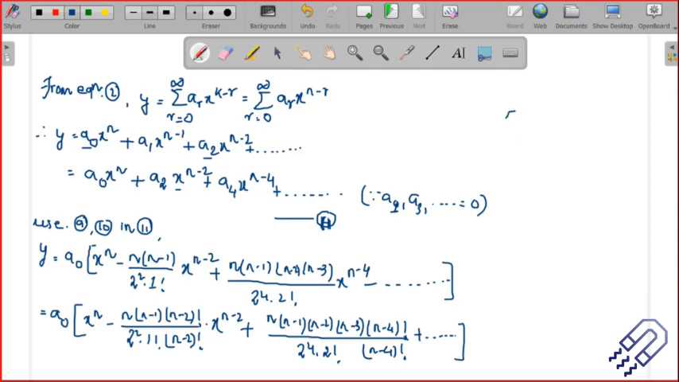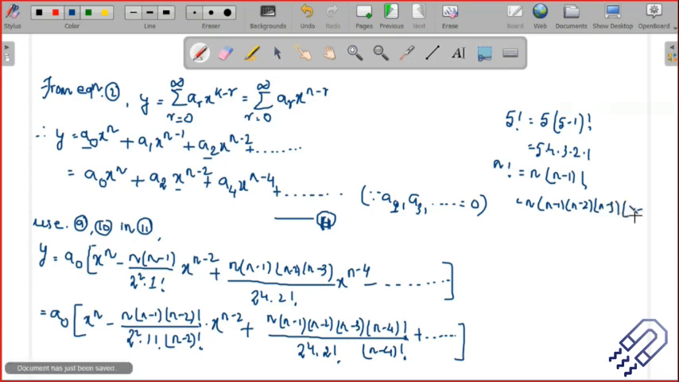If you take something like 5 factorial, we can actually have it as 5 and then 5 minus 1 factorial, right? Obviously 5 minus 1 is 4, so that means I can have it as 5 4 3 2 1. It's the same thing. Similarly, if I take n factorial, I can have it as n into n minus 1 factorial. So that means I can also write it as n, n minus 1, n minus 2, n minus 3, and then n minus 4 factorial. Same thing.